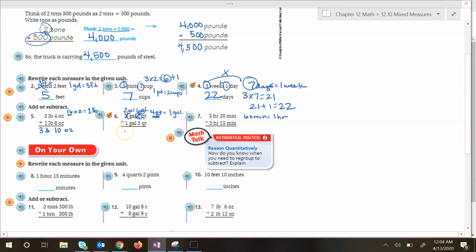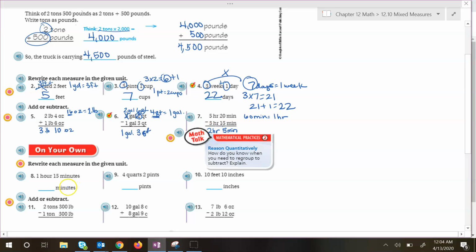Go ahead and pause and solve. 6 minus 3 would give us 3 quarts, and 2 minus 1 is 1 gallon. So we'd have 1 gallon and 3 quarts. Number 7, we have 20 minutes minus 15. 15 is smaller than 20, so we do not need to regroup, which is nice. And then 5 minus 3 is 2 hours.